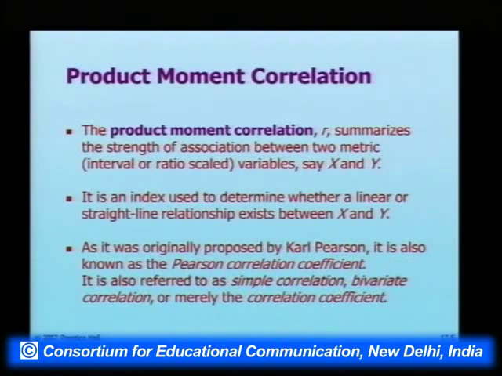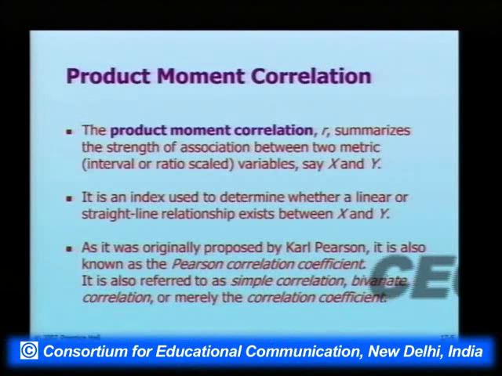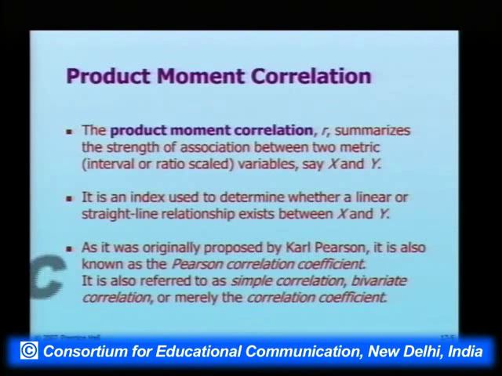However, today we will extend our logic and say that even when both the variables are on an ordinal scale, we can do what is called non-metric correlation. This r signifies the straight line relationship between x and y. A very important thing to note is that we are finding a linear relationship.